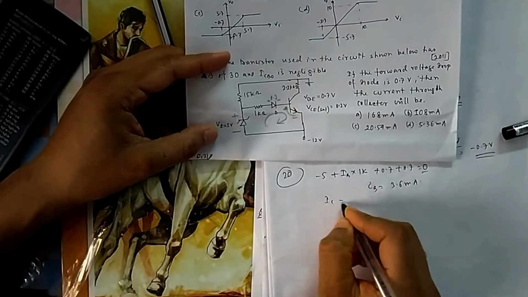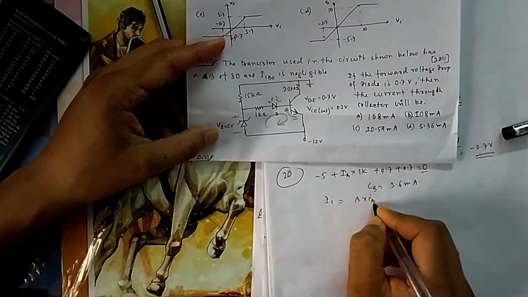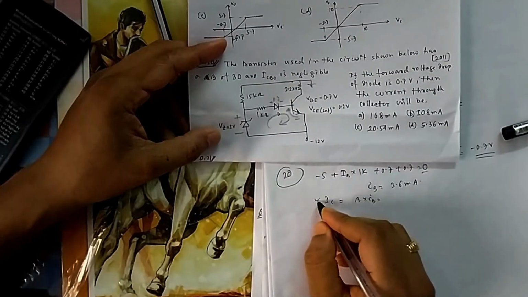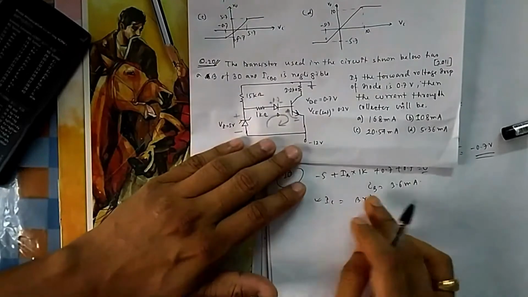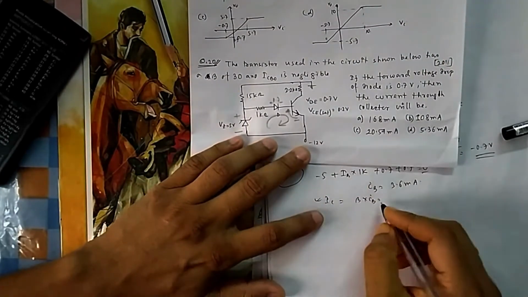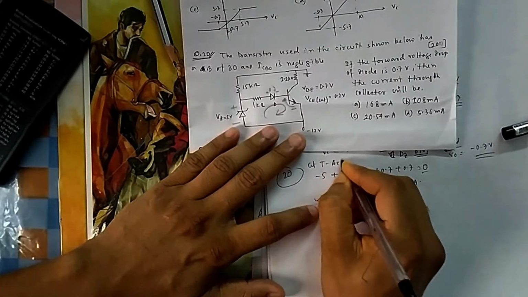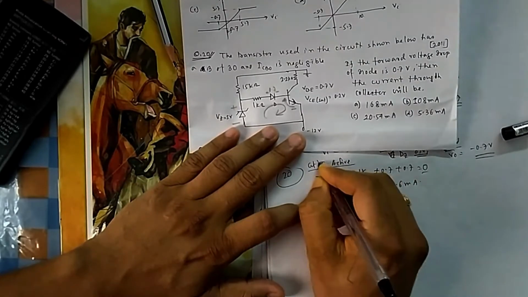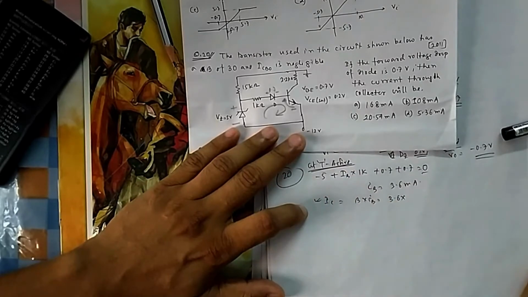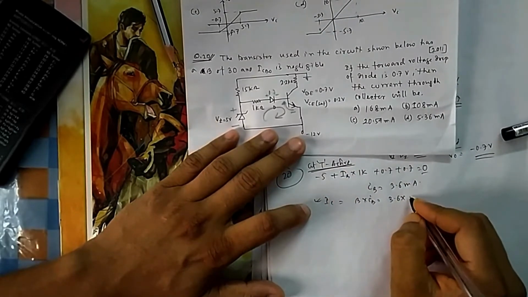So your IC will be equal to beta into IB, because it is in active region. This formula exists in active region. If it is not in active region, then this formula doesn't hold. I am considering the transistor to be in active region. So you always start with this conclusion, and we see at the end whether it satisfies the other conditions or not.